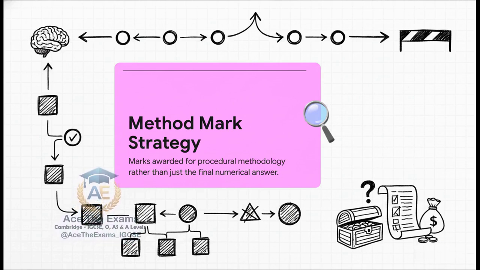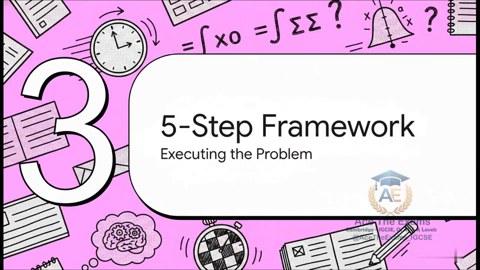You have to rigorously prove your mathematical process right there on the paper. Let's move to Section 3, the 5-step framework, executing the problem.